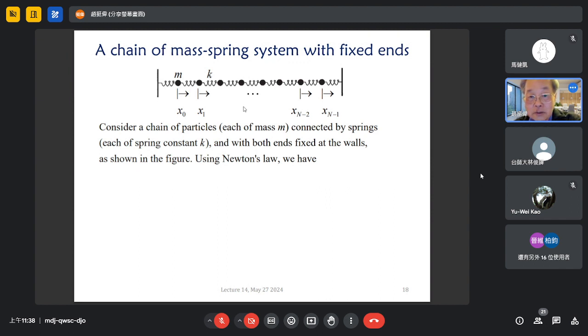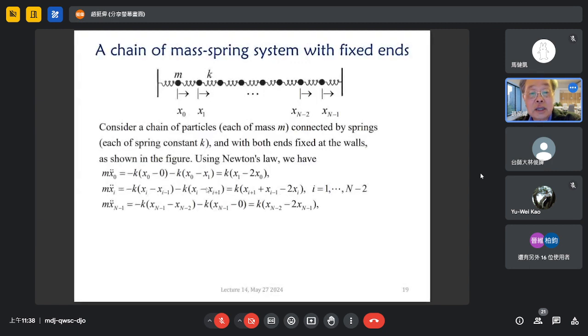Using Newton's second law, you can obtain this set of equations. For the first particle x0, you have this, and for the last particle you have this. You can see this is the fixed end, so it reduces to this. And all the particles in between have these three terms.